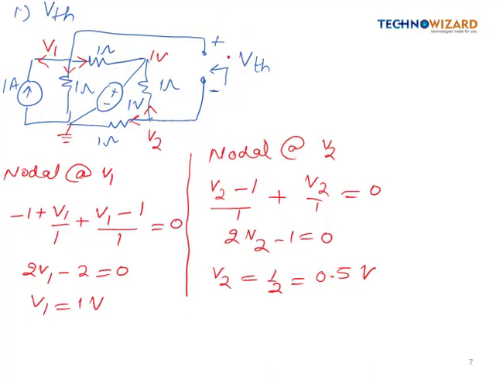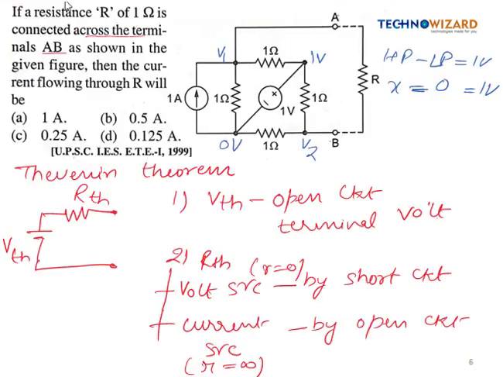Now here VTH is equal to high potential, which is connected with V1, minus low potential, which is V2. So V1 minus V2 is 1 minus 0.5, which is 0.5 volt. Now we have to calculate RTH. We have calculated the value of VTH. In order to find the value of RTH, first of all we have to deactivate the circuit, right?